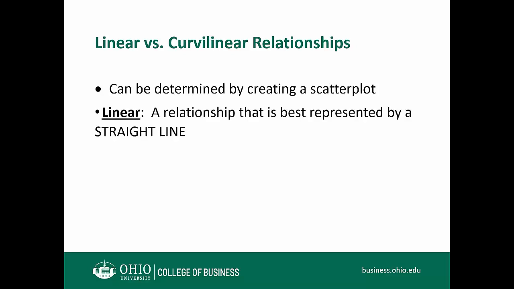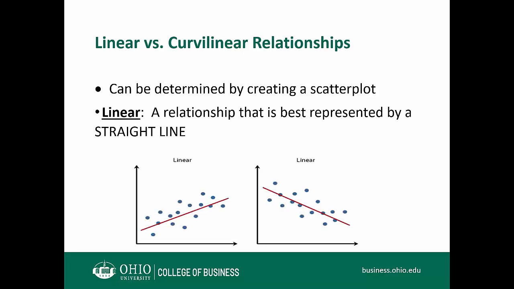A linear relationship is one that's best represented by a straight line. So if you create a scatter plot, you'll see that the dots on the scatter plot are forming a straight line. So if you were to draw a line through the middle of your dots, it would be straight, and it would go up to the right or down to the right.